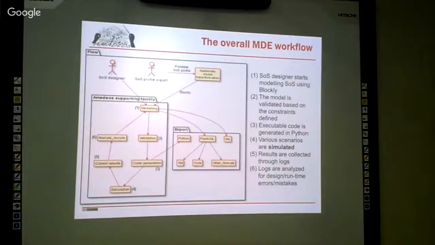Okay, so here are also the steps. The designer starts modeling using Blockly here. The model is validated based on the constraints. Executable code is generated in Python and included here. Scenarios are simulated, results are corrected, and logs are analyzed for improving, adjusting, correcting, eliminating mistakes, and so on.